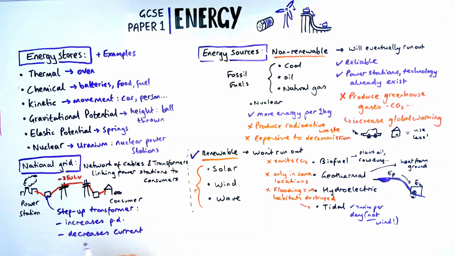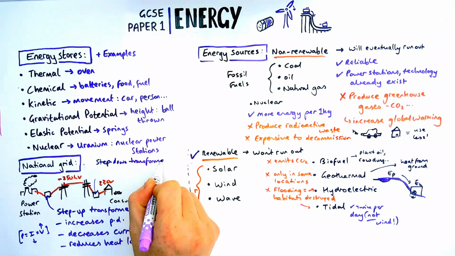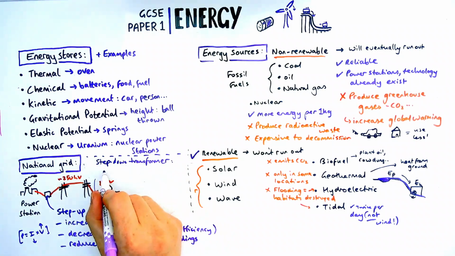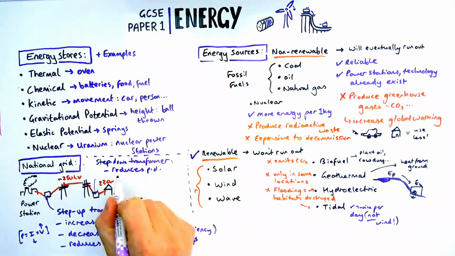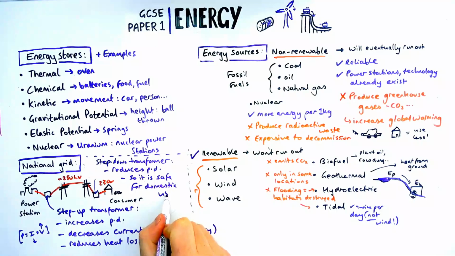So the reason it does this, it increases the potential difference or the voltage because it is trying to decrease the current. When it decreases the current, you actually reduce the heat loss to the surroundings and therefore improve the efficiency of the whole system and generally then save people money. The step-down transformer reduces potential difference to 230 volts, so it is safe for domestic use. That is the phrase to learn. Do not say it'll blow up or it'll shock people. It is just safe to use in homes.